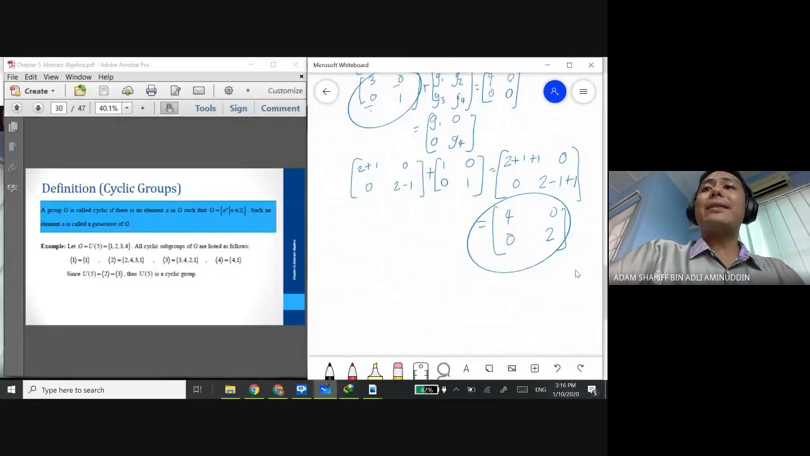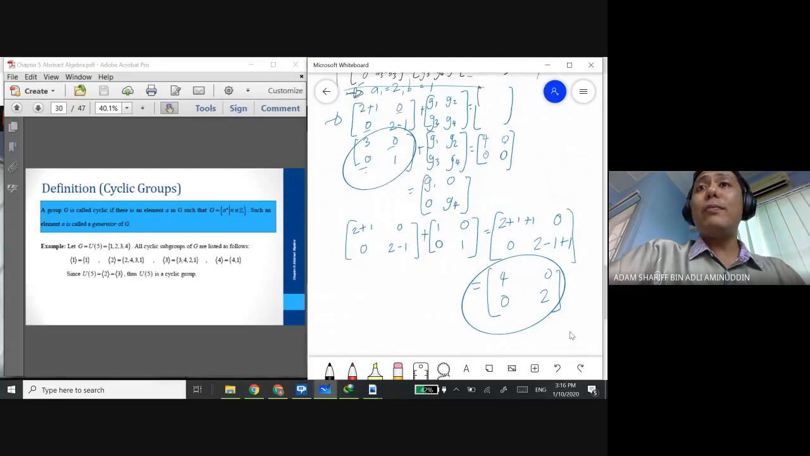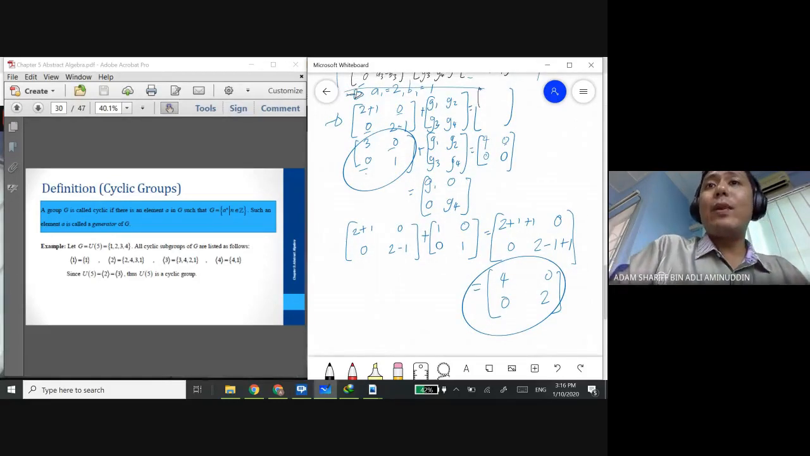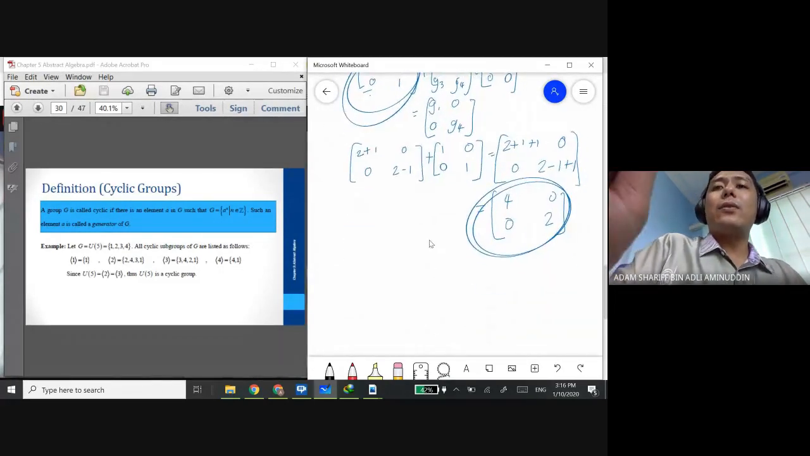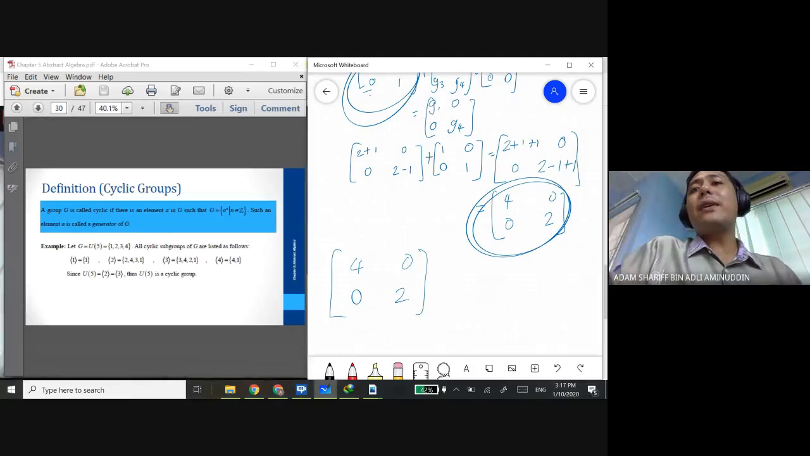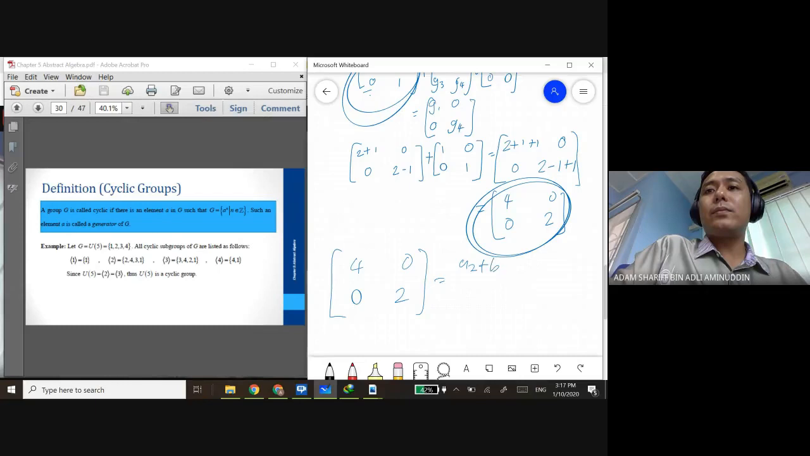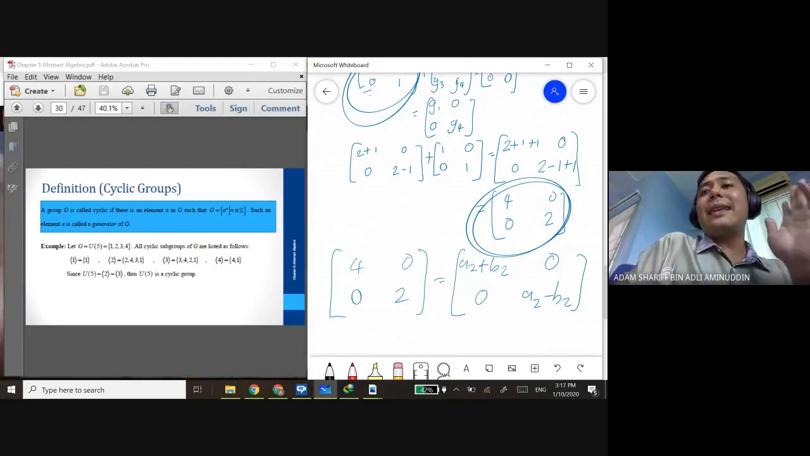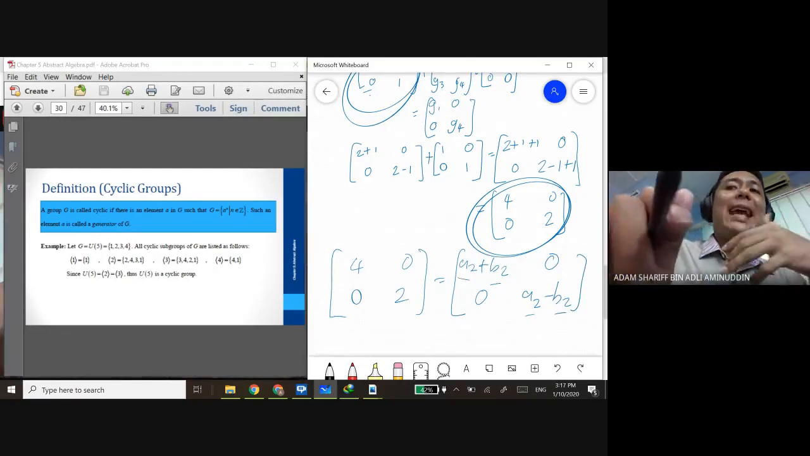If my previous A1 is 2, my B1 is 1, it will produce 3001 here. It will produce 4002. Kalau I proceed, 4002. If I transfer into the form of A2 plus B2, this A2 and B2 is still an integer.